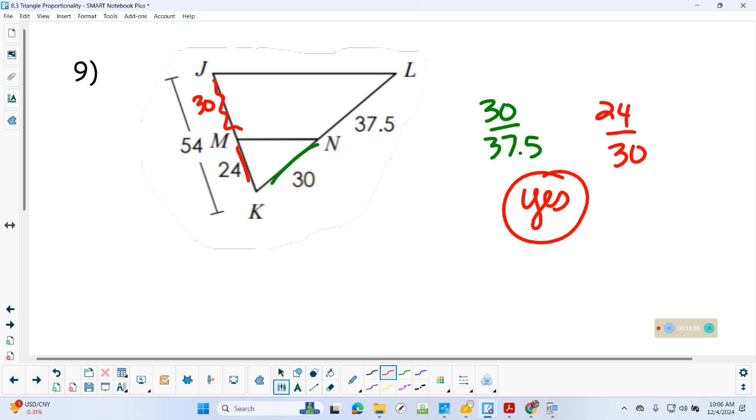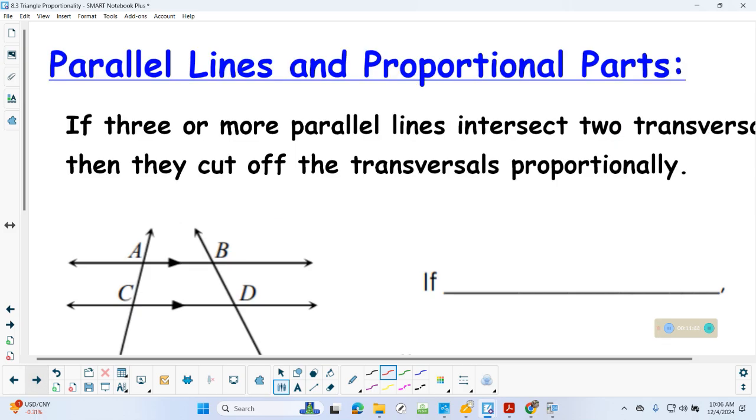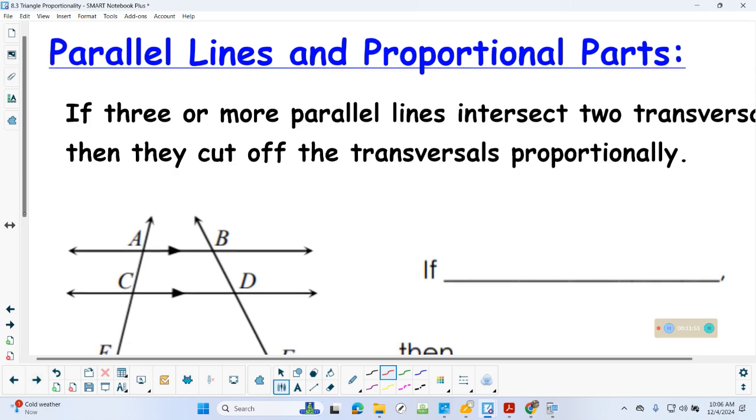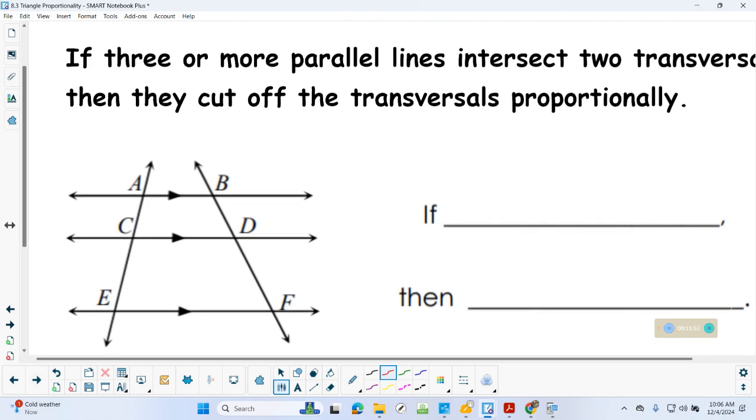All right, any questions on the testing? Too easy. So now we're going to get fancy on you, not really, kind of, sort of, maybe. Instead of just 2 parallel lines, we're going to have 3 parallel lines. If 3 or more parallel lines intersect 2 transversals, then they cut the transversals off proportionally, of course, the keyword of this chapter. So we're going to look at the fractions, which is what we're going to fill in over here. So first, let's fill in the if part: 3 or more lines parallel. So I'm looking at the parallel lines.